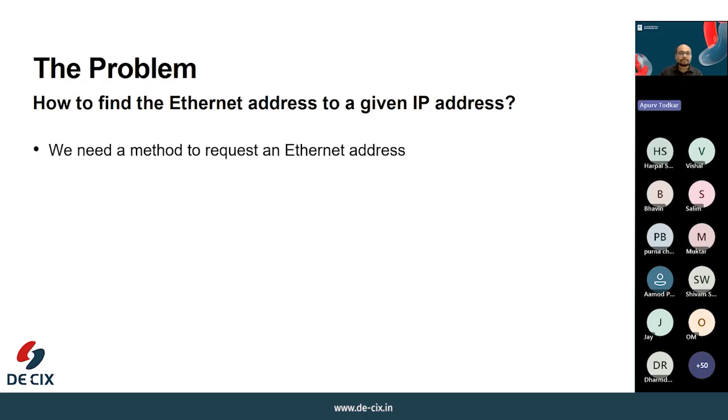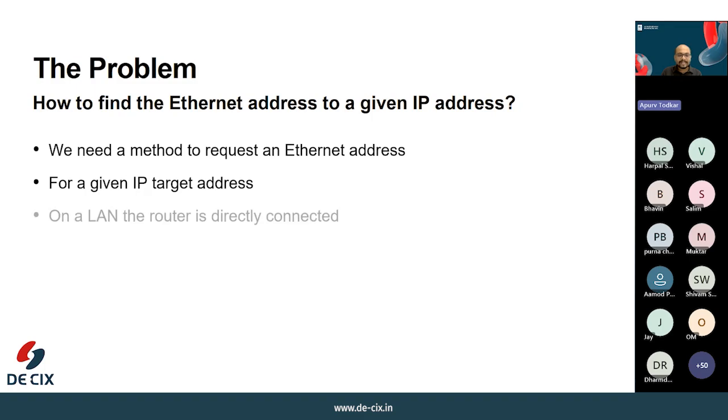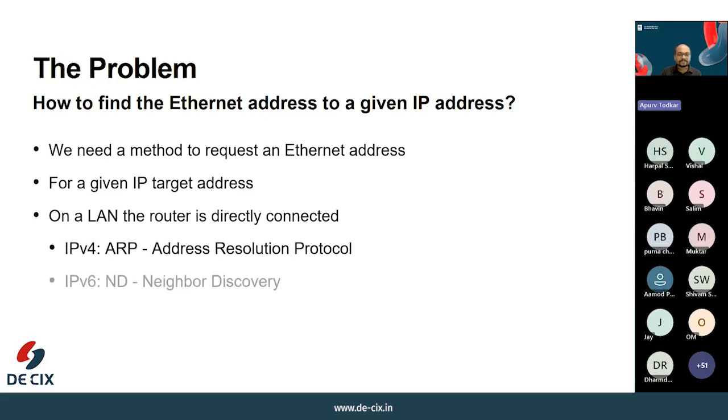So how do we find an Ethernet address for a given IP address? For that, we need a method that can, for a given IP address, tell us the corresponding Ethernet address. This is required not only by routers, but even a normal system like your laptop or your PC needs this information when it wants to communicate locally on the network. Whenever a device wants to send traffic to an IP address on the same LAN, it must first know the Ethernet address of that IP.